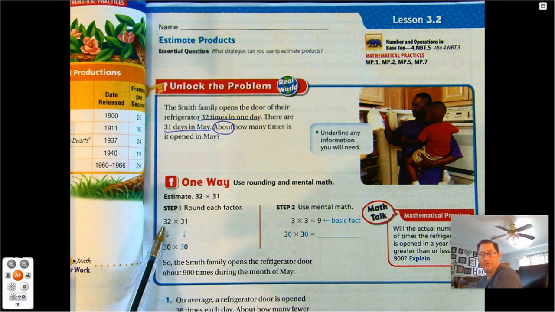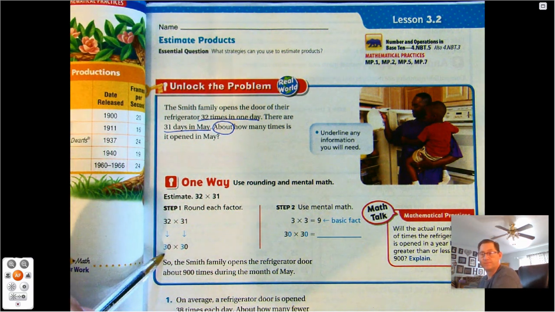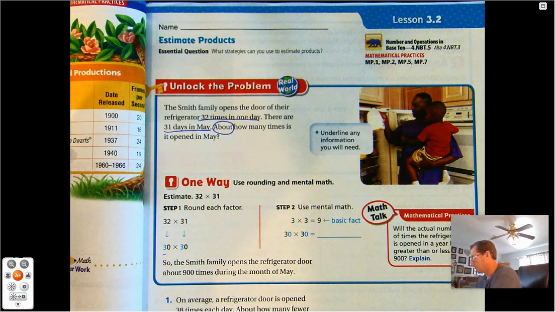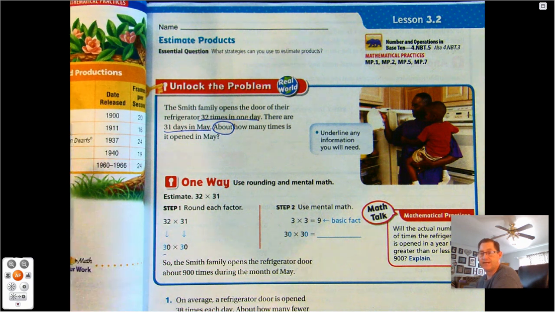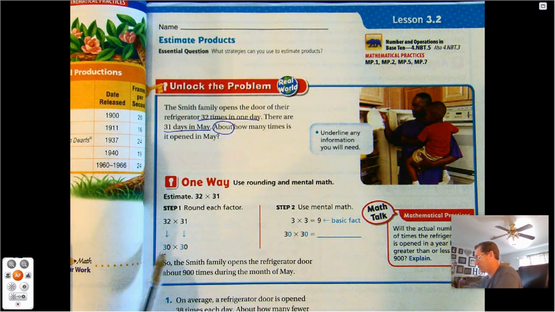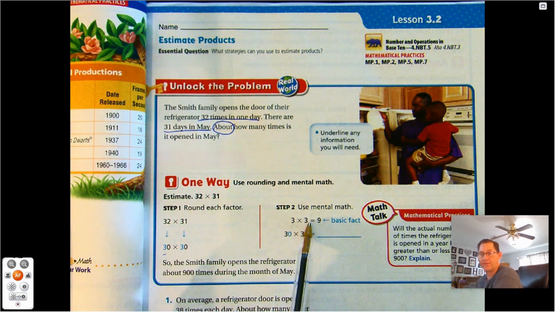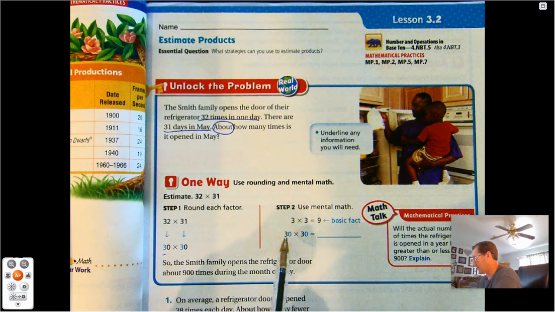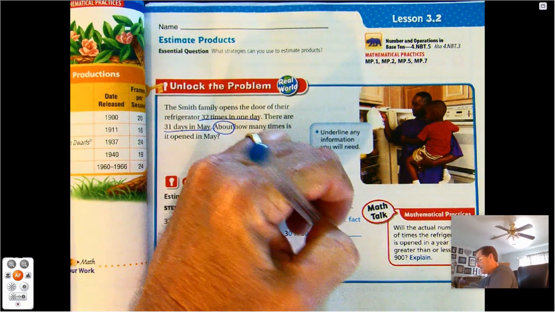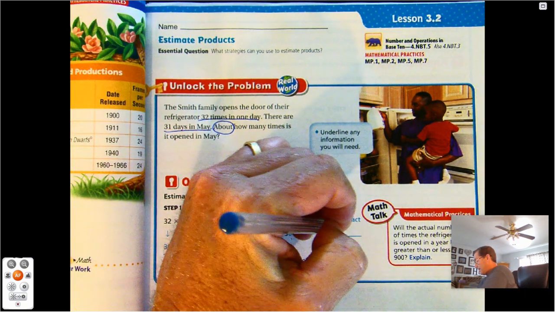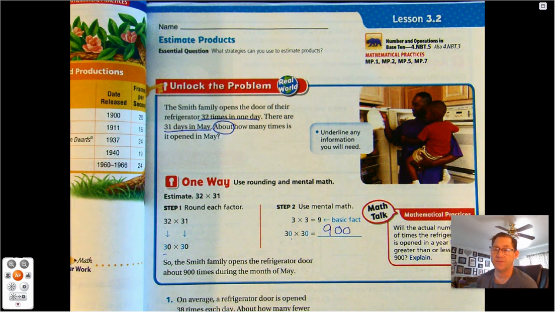So 32 would get rounded to 30. 31 would get rounded to 30. Well, now that's exactly what we just did yesterday. We can use mental math and take the non-zeros, the basic math fact, 3 times 3. Well, that's 9. And then we notice there's a 0 in this 30, and there's a 0 in this 30. So my answer has to have the 2 zeros from the tens. So they opened the refrigerator door about 900 times during the month of May.